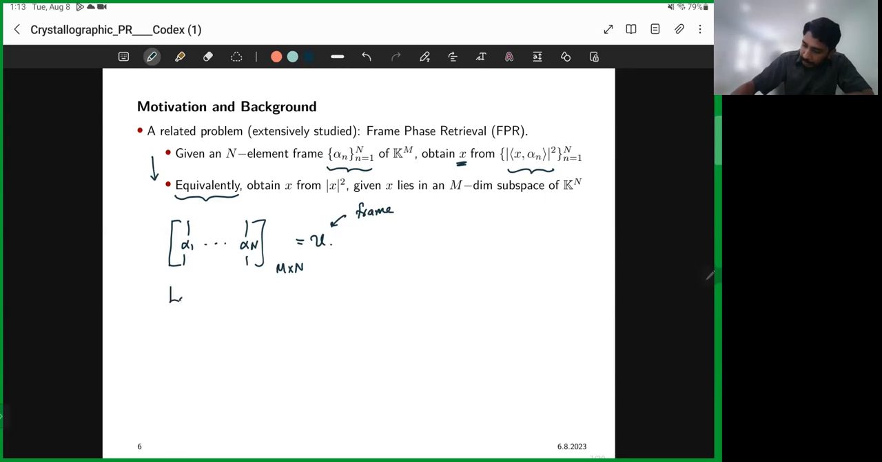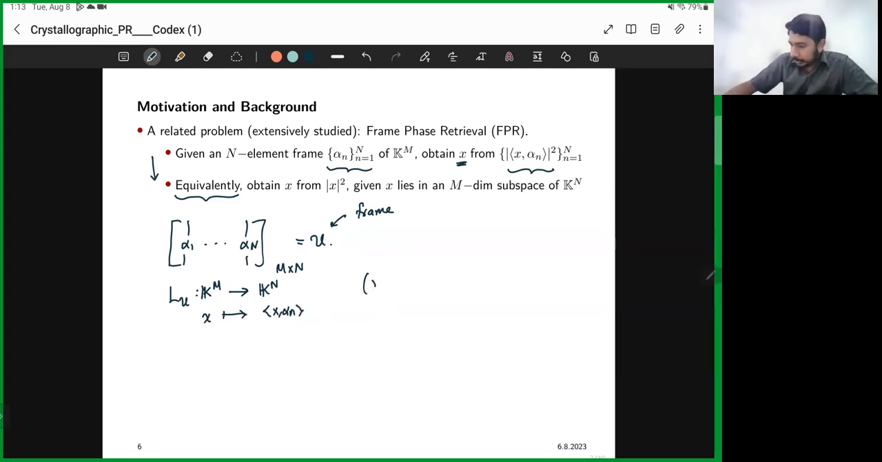And I'm going to construct this function L_U that's going to go from K^m to K^n, and it's going to take a vector x to its inner product with these alpha_n's, right? And so you want to realize what we're really doing is L_U of x is the same thing as U transpose x. That's another way of thinking about it, right?